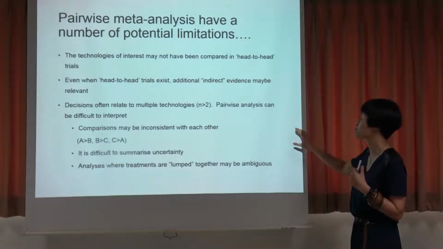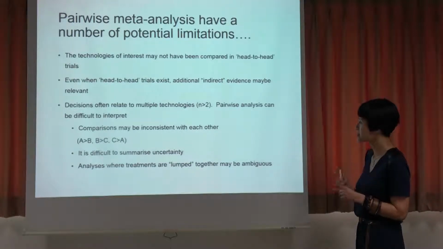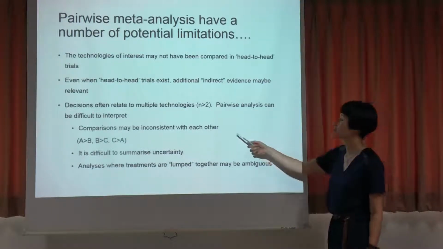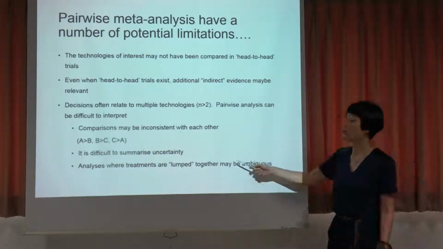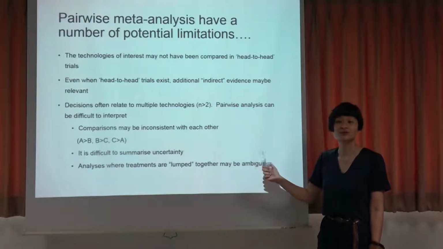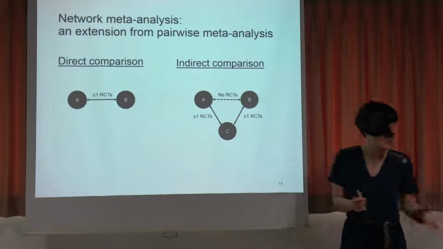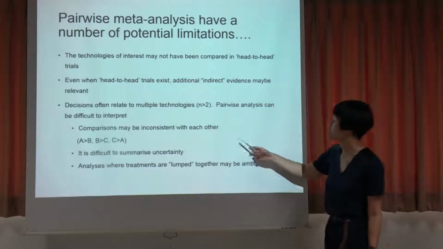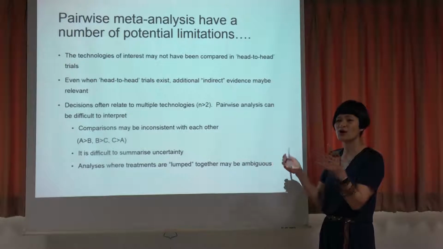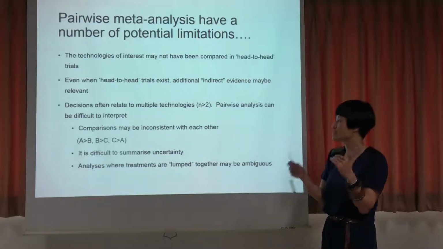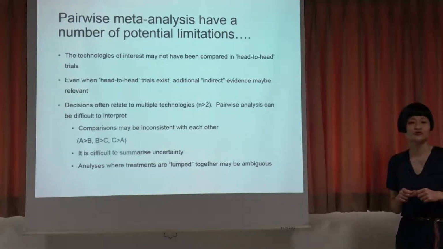As I've shown you just before, pairwise meta-analysis can be really difficult to interpret. The comparisons may not be consistent with each other. So for instance, when you have something like this, it is really difficult to summarize uncertainty. We talked about calculating variance and building confidence intervals around these estimates, but it's really difficult to summarize the uncertainty in your evidence if you've got lots of pairs that are difficult to relate to each other. And analysis where treatments are lumped together can also be ambiguous.